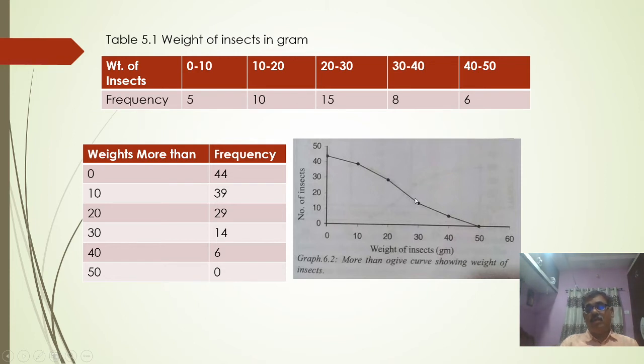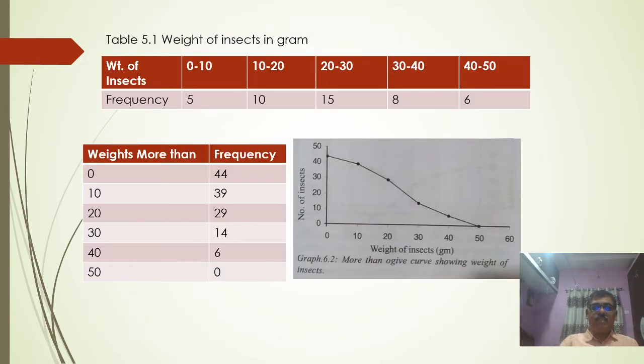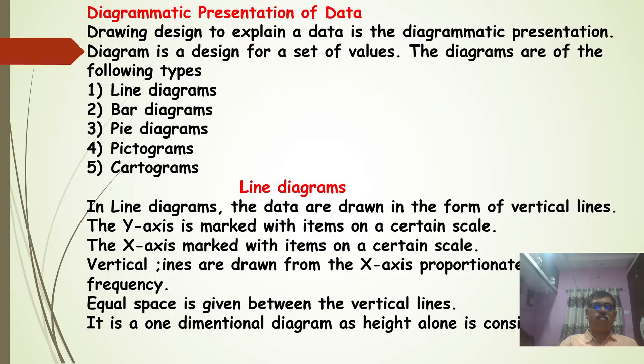Likewise, we have to join all these points with straight lines, and this is the more than ogive curve showing the weight of the insects. So this is regarding the ogive curves. So these all are regarding histograms and showing the frequency distribution.